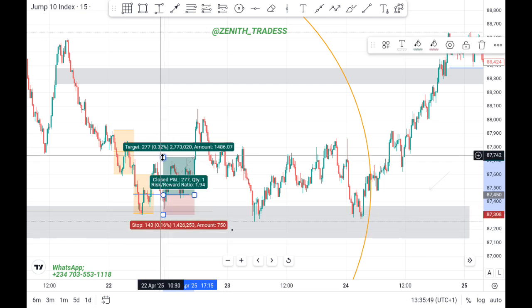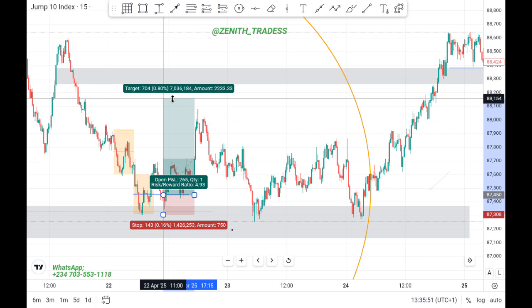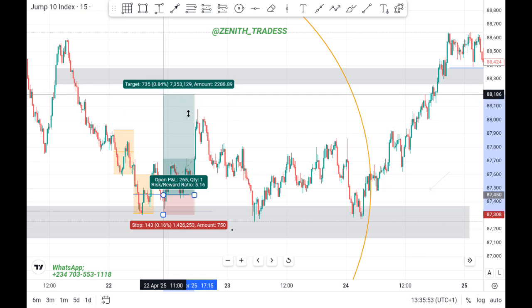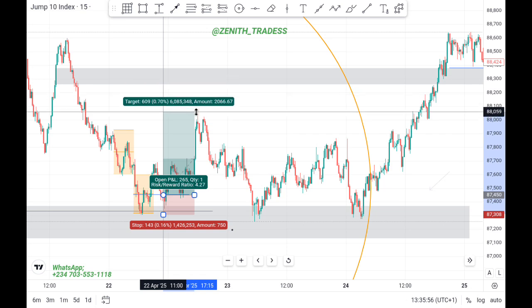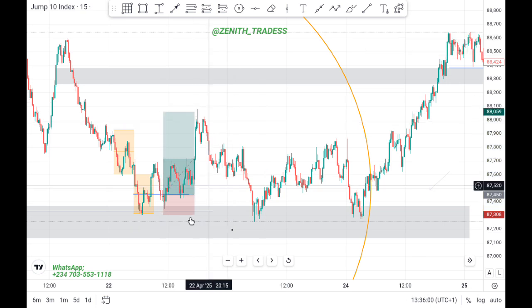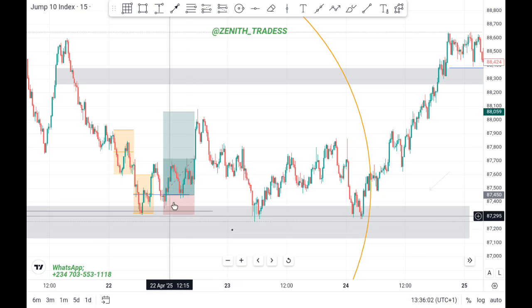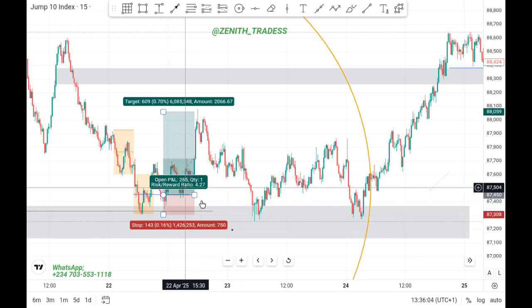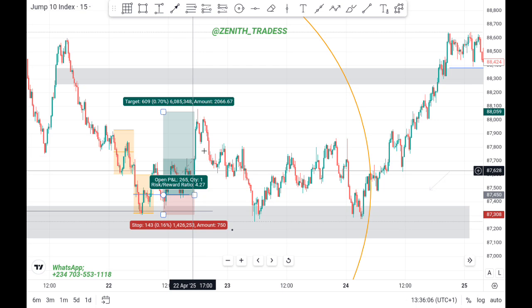And what did this give us? This gives us almost 1:5, okay, 1:4 plus. It gives us 1:4. All right, and it's a clean entry. So this is how you can use CRT to frame entries on 4H and come back on M15 to execute it. All right, this is CRT.